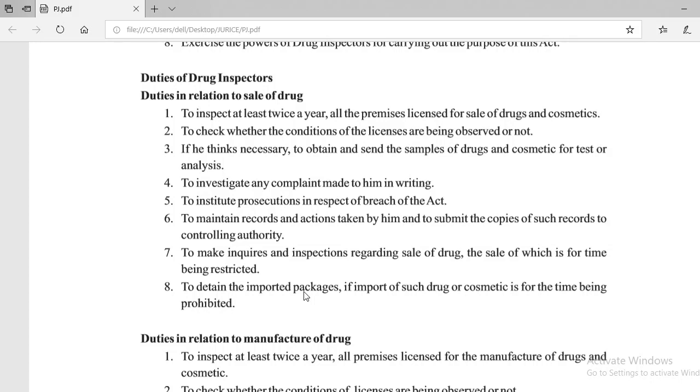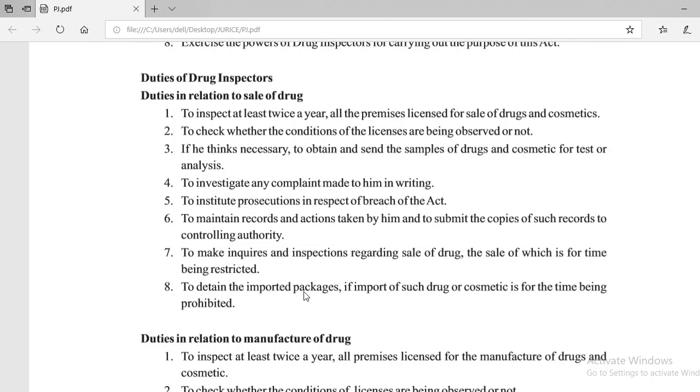Suppose a drug is restricted for sale to all people. Suppose nowadays hydroxychloroquine is restricted only for use for COVID patients. So in such cases also, the drug inspector can ask the manufacturer of that drug, or the seller of that drug, wholesaler or retailer, regarding that particular drug. Okay, he can ask and he can do the inquiry about that drug.